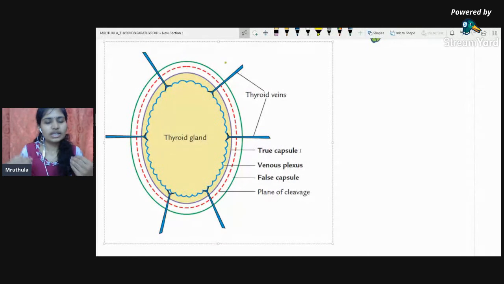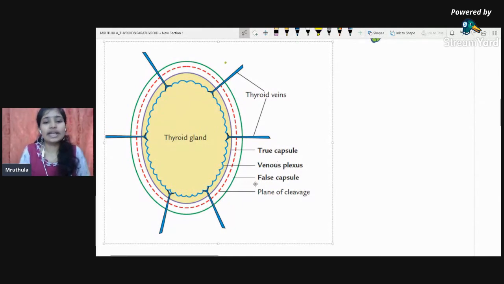So what is the true capsule exactly? We know that thyroid gland contains the stroma or the connective tissue in which the follicles or the lobules are embedded. So there is a fibrous component. This fibrous component is thickened peripherally. The peripheral condensation of the thyroid matrix, that is the fibrous stroma, is called the true capsule. That's how true capsule is formed.